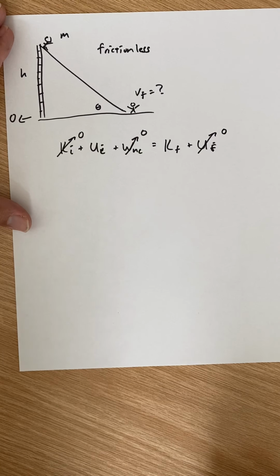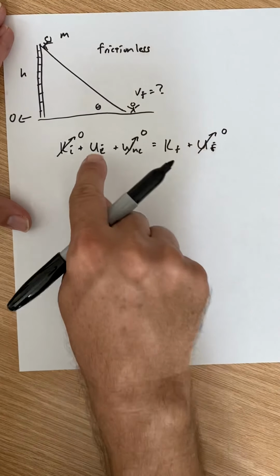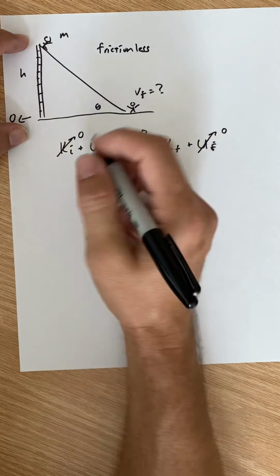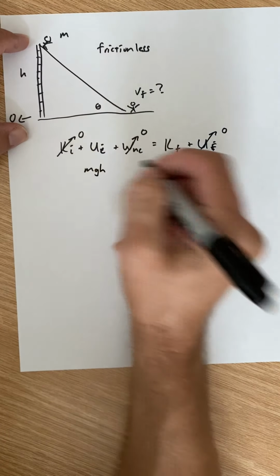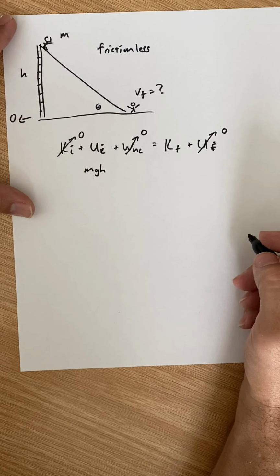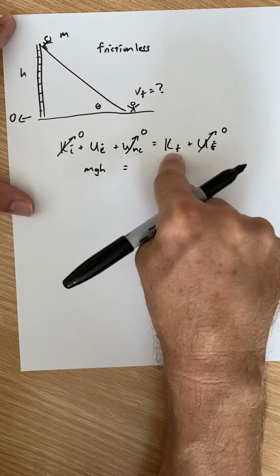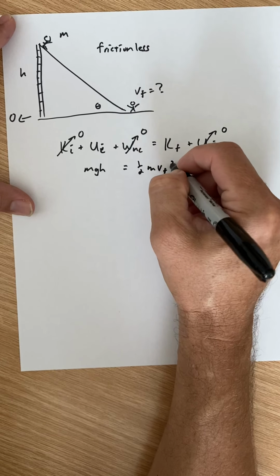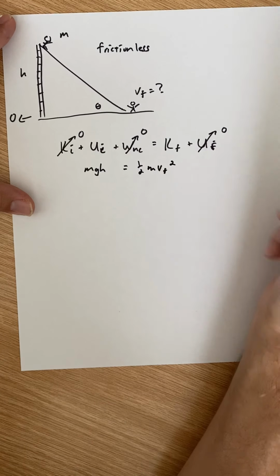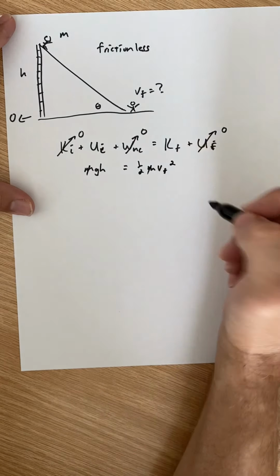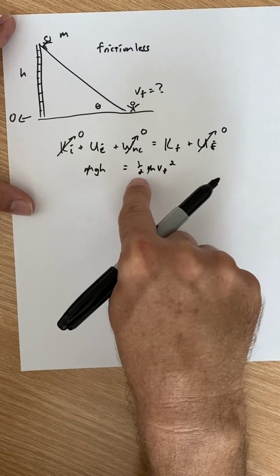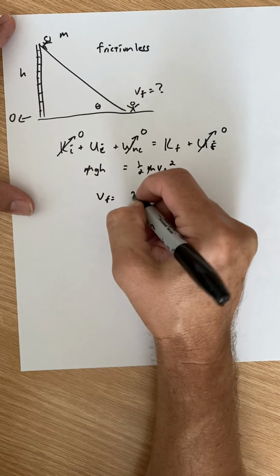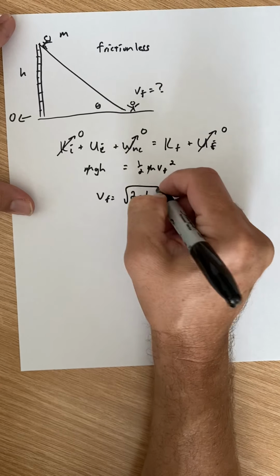And it certainly looks like this is shaping up nicely. My initial potential, if I'm at a height h, I know what that is. That's gravitational potential, mgh. And that's going to be equal to what I have left over here, 1/2 m v final squared. Okay, looks like my m's are going to cancel. Looks like I'm going to multiply both sides by 2 and take a square root. V final is root 2gh.